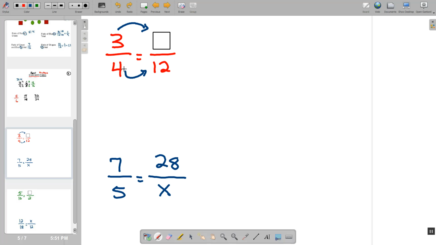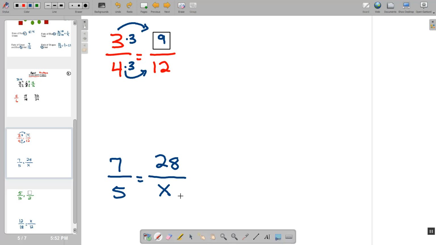So I can think from the left to the right or the right to the left, and I want to figure out what pattern is happening to get that number. Well, I know that 4 times 3 is equal to 12. Therefore, 3 times 3 has to be equal to the numerator of this fraction, which should be 9. And that does make sense, because 3/4 is the same thing as 9/12.